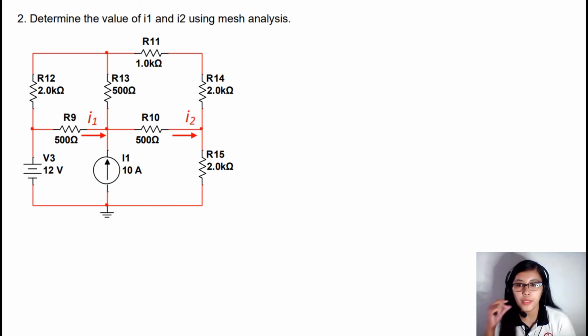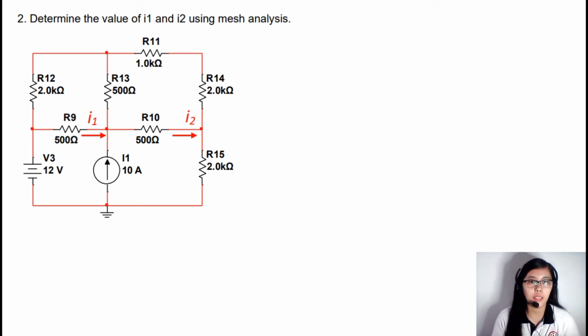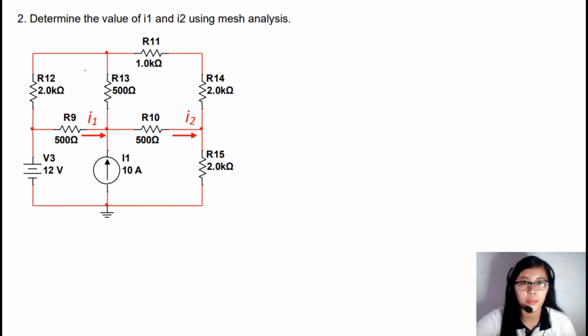Okay, so we are asked to determine the value of I1 and I2 in this circuit using mesh analysis. Let's start with assigning mesh currents within this loop. Let's use capital letters. So this will be I1, I2, this is I3, and this is I4. And we are asked to find this I1 and I2.